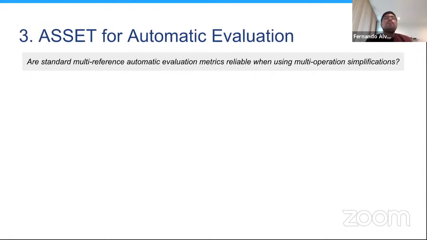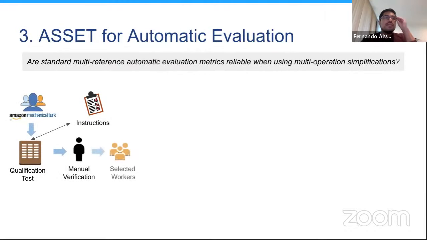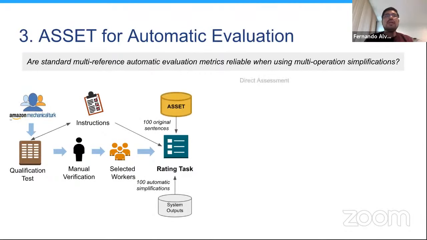Okay. So if we wanted to test how metrics behave, we need to collect human judgments. So we collect the human judgments as well. Again, we use Mechanical Turk for this with the same quality control process as before to perform a rating task. Now, in order to collect ratings, instead of using Likert scales, we decided to use direct assessment, which is a methodology commonly used in machine translation, and specifically on the WMT shared tasks for machine translation to compare the metrics and stuff.